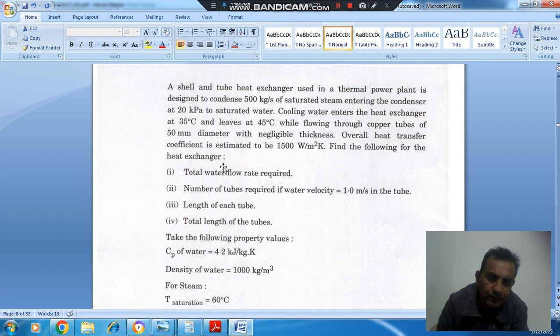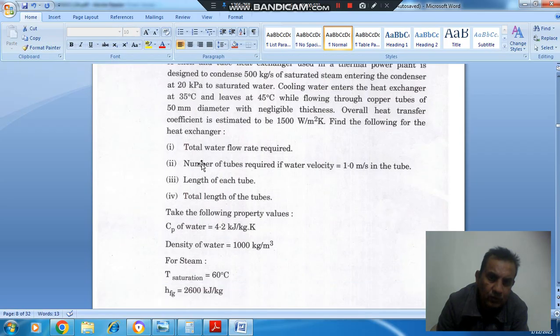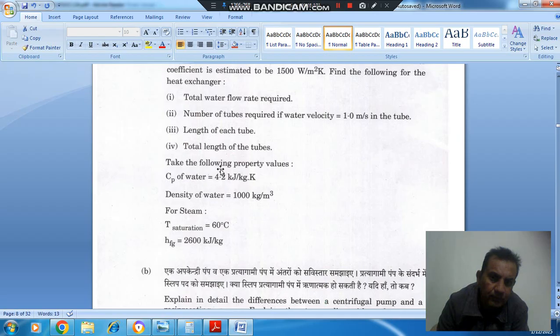Find the following for the heat exchanger: 1, total water flow rate required; 2, number of tubes required if water velocity is equal to 1 meter per second in the tube; 3, length of each tube; 4, total length of the tube. Take the following property values. Cp of water is equal to 4.2 kilojoule per kilogram per degree Kelvin. Density of water is equal to 1000 kilogram per meter cube. For steam, T saturation is 60 degrees Celsius, and hfg is equal to 2600 kilojoule per kilogram.